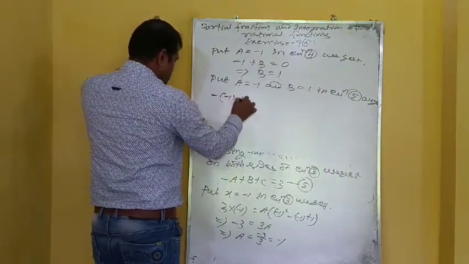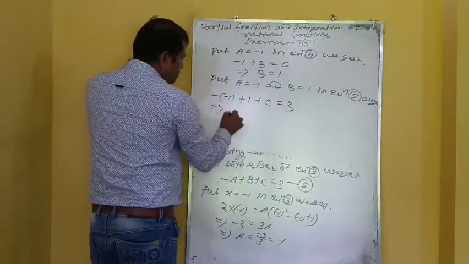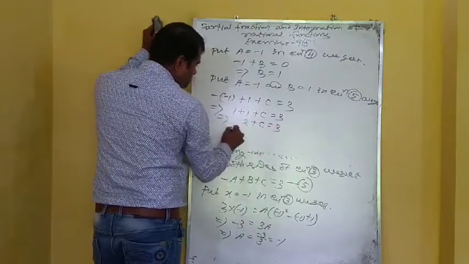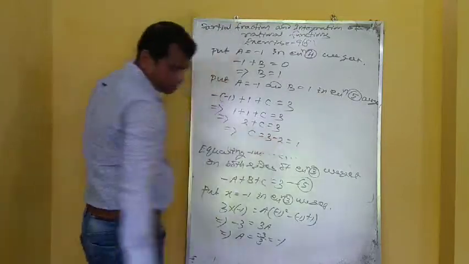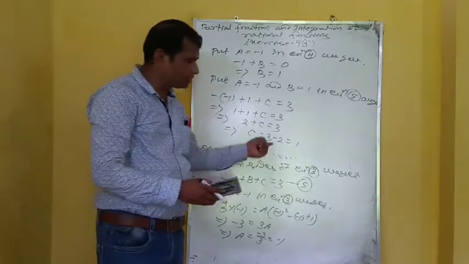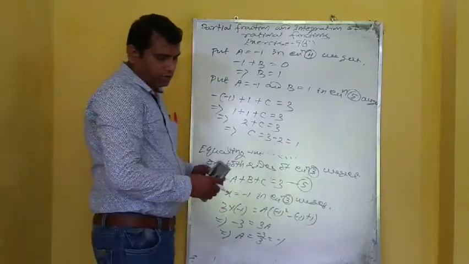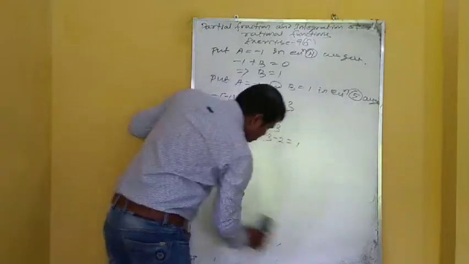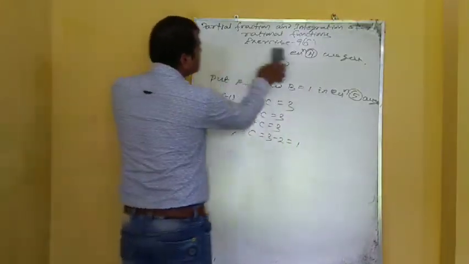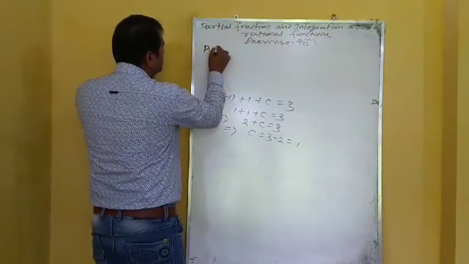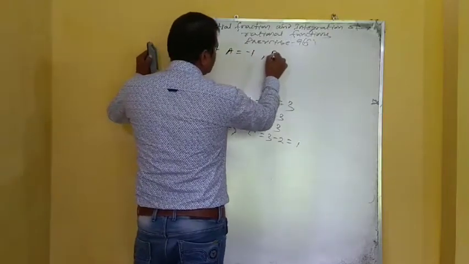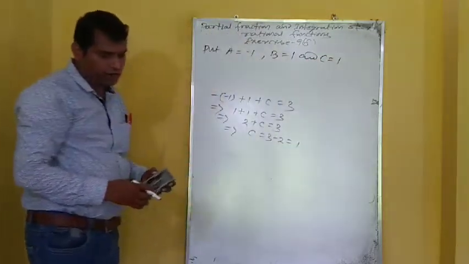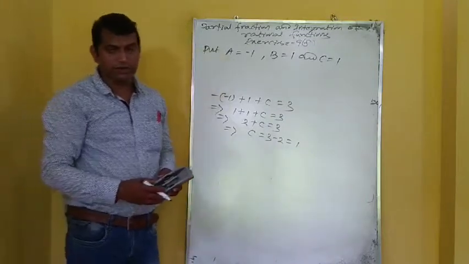Minus of minus 1 plus c equal to 3. 1 plus 1 plus c is equal to 3, that is 2 plus c equal to 3, so c is equal to 3 minus 2 equal to 1. So put the value of a, b, c in equation 2: a equal to minus 1, b equal to 1, and c equal to 1.